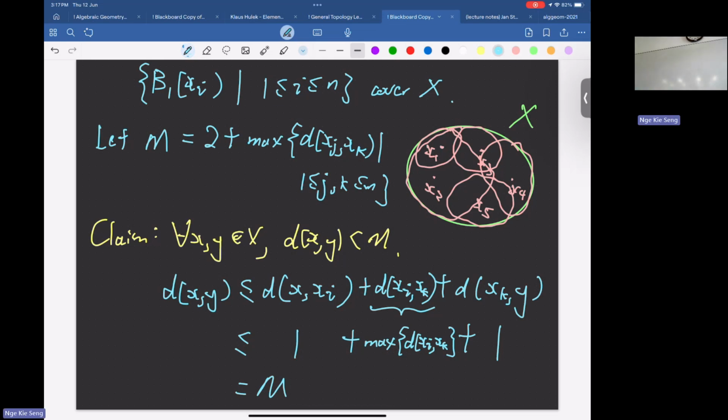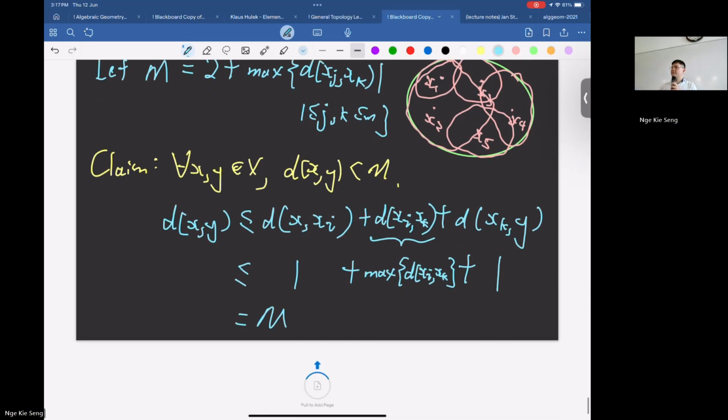Okay. So the M we pick is a finite number. Once you fix your V1 ball, then this is finite already, because there are only finitely many centers here. So far so good.